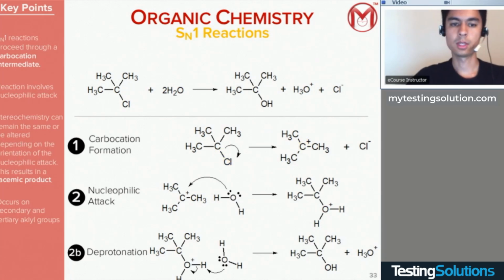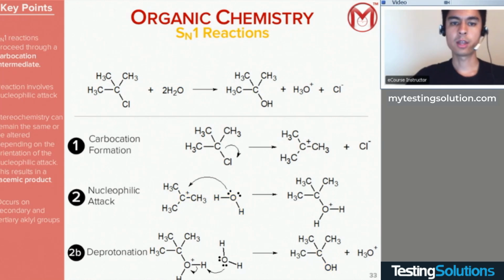The second step, now that I have a carbocation, this water, which is a very weak nucleophile, can come back and attack onto the carbocation, and that will become deprotonated and ultimately form my alcohol group. So this is a two-step process.